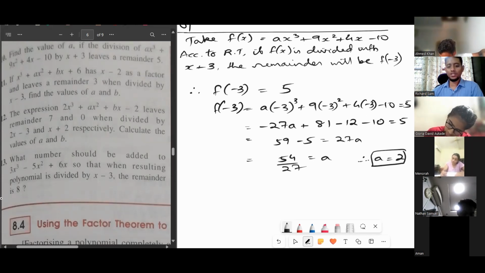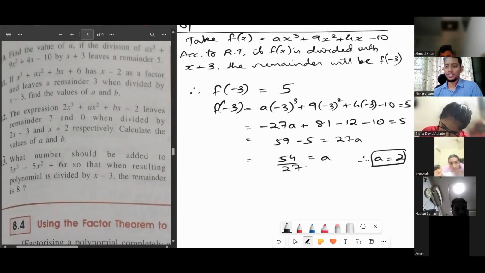What are the two equations you're making? Leah, tell me. You're dividing with two expressions. First is with 2x minus 3. When you're dividing with 2x minus 3, what is the remainder? 7. And when you're dividing with x plus 2, what's the remainder? 0. You all understood that, right? They just gave it in a confusing way. So they're saying the remainders are 7 and 0 when divided with 2x minus 3 and x plus 2, which means when you divide with 2x minus 3, you get remainder 7.